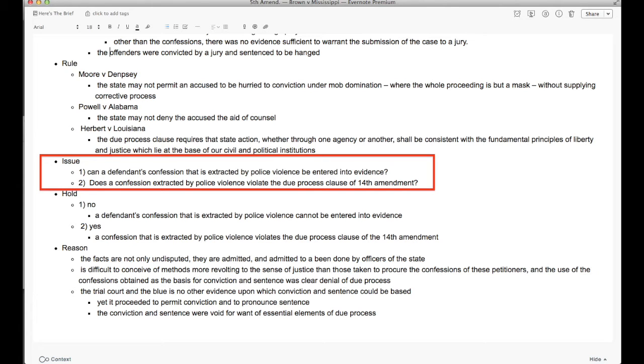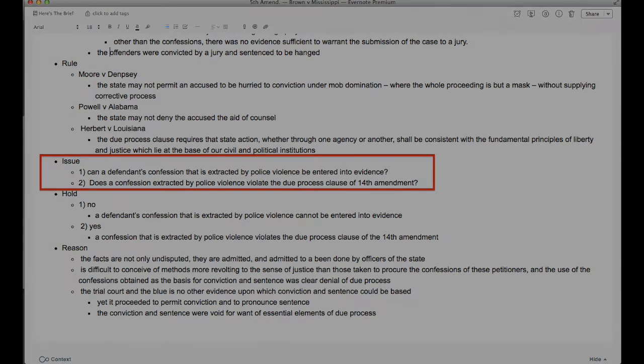So, in my brief for this case, I actually had two issues in this section. 1. Can a defendant's confession that is extracted by police violence be entered into evidence? And 2. Does a confession extracted by police violence violate the Due Process Clause of the 14th Amendment?